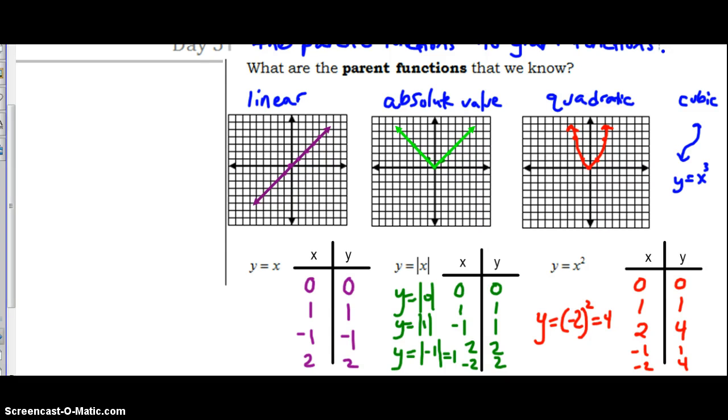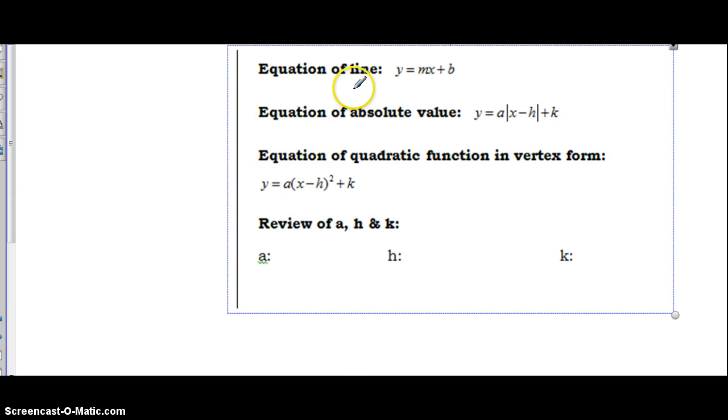So the next topic now is reviewing these three equations with our a, h, and k, because these are the same a, h, and k that we did back with the absolute value. Remember, you were in a group, you were either a group of a or a group in h and a group in k. And these are going to be the same with our new functions.